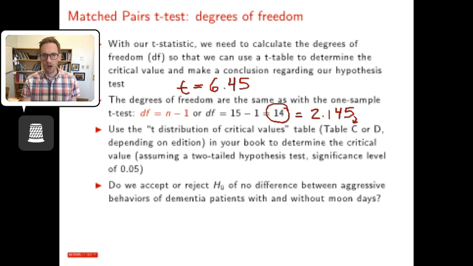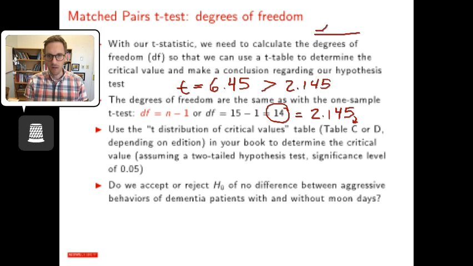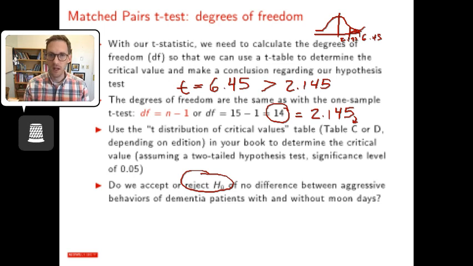And ours was 6.45. I hope that's right. And so we know that the value we calculated was greater than the critical value. So if I were to draw it, we have some t distribution. Here's the critical value at 2.145. Well, mine's out here at 6. So we would definitely say that we could reject the null hypothesis and say there's something odd that goes on with dementia patients when the moon is full.